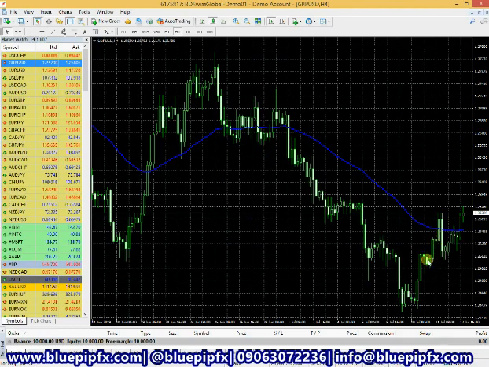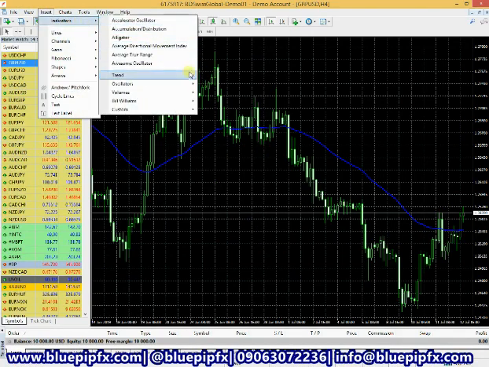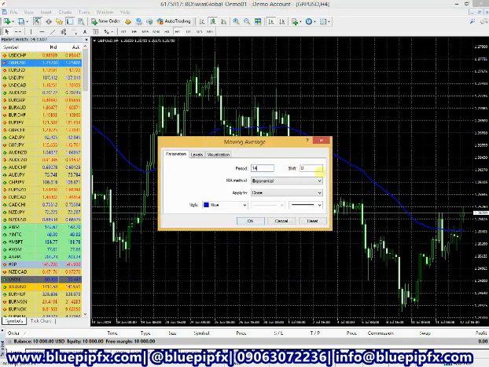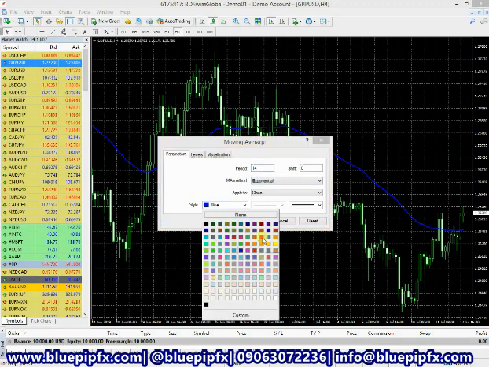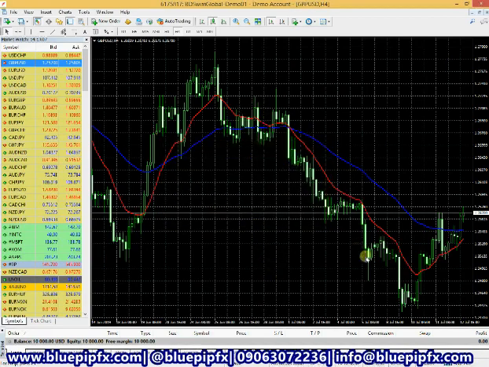Now this is a good one. Our blue moving average is intact. The next is to bring in a second moving average. Go to insert indicators, moving averages. This time around we'll be using a 14 moving average for the second one. So I'll take 14 exponential still and make the color red so we can differentiate between them. Make it a bright red. Bright red is cool. So I'll click OK here.